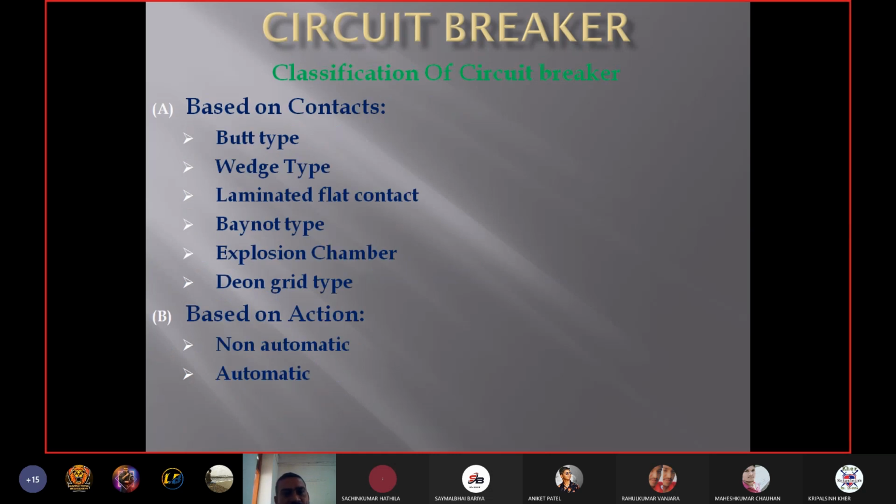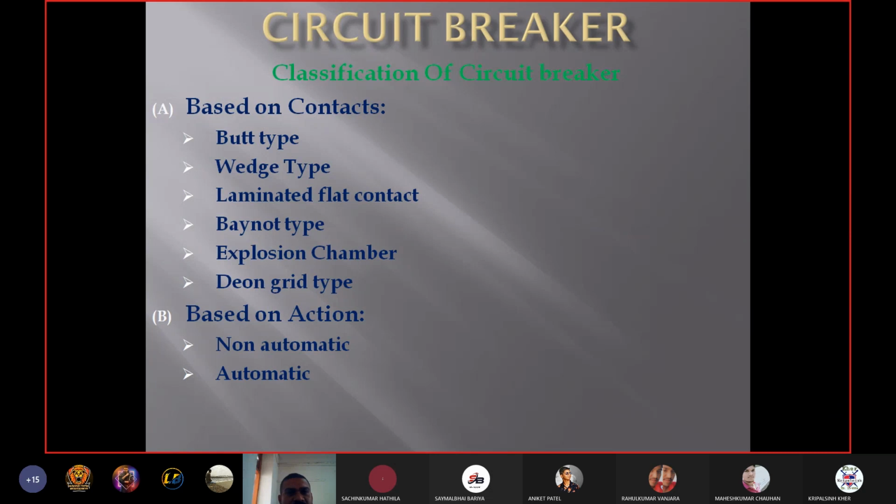Next is classification based on contacts. Which type of contacts are used? According to that, the circuit breaker is classified. Based on contacts, it is classified as butt type circuit breaker, wedge type circuit breaker, laminated flat contact type circuit breaker, bayonet type circuit breaker, explosion chamber type circuit breaker, and beyond grid type circuit breaker. These are the various contacts used in circuit breakers, and according to them, it is classified.